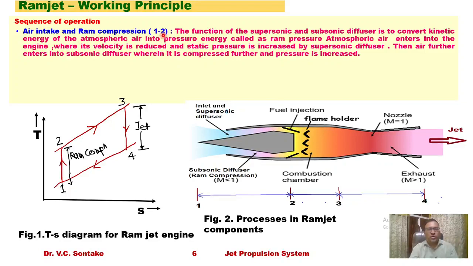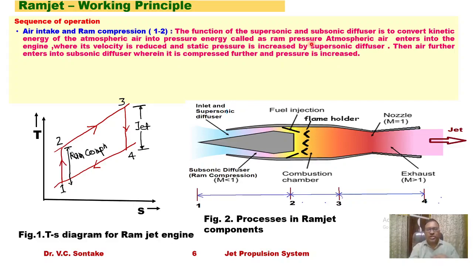Process 1 to 2. It is represented on temperature entropy plot by a vertical line, because ideally it is considered as isentropic process, and this process takes place in the diffuser in the supersonic zone and subsonic zone from 1 to 2. The function of the supersonic and subsonic diffuser is to convert kinetic energy of the atmospheric air into pressure energy, called as ram pressure of atmospheric air.